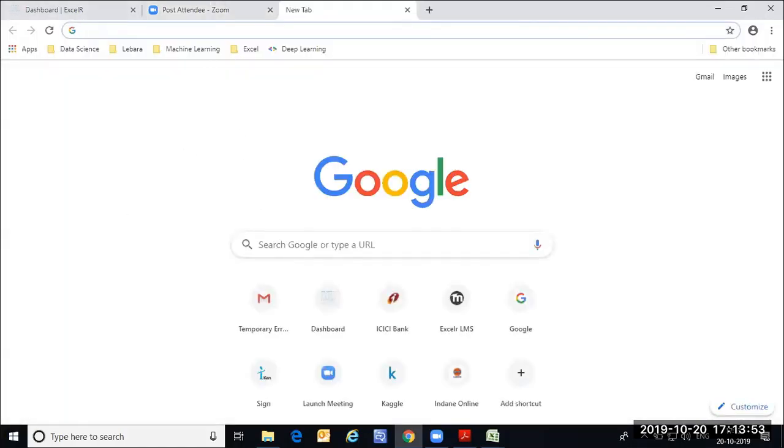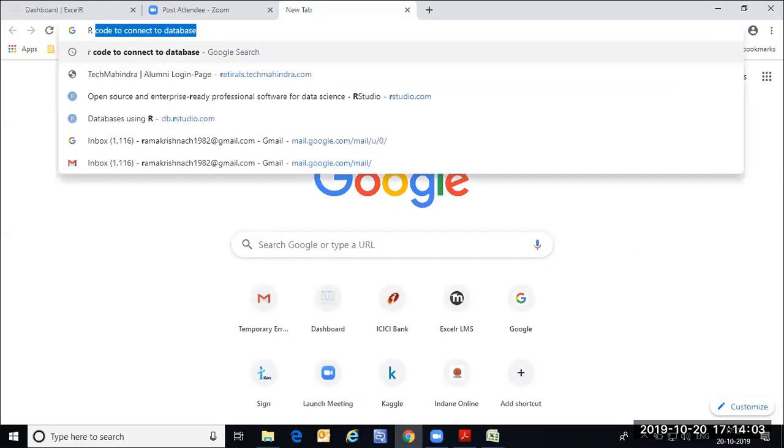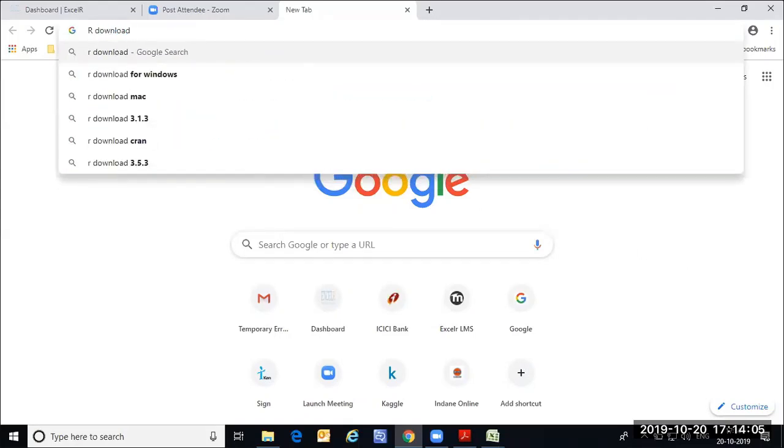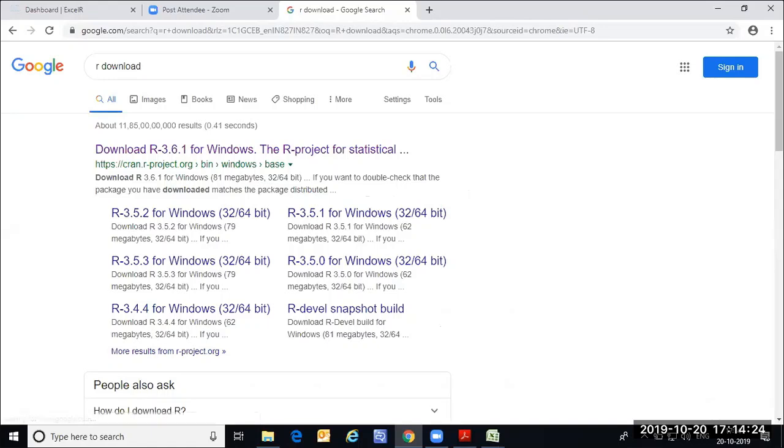Let's first see how to install R and RStudio. Just go to Google and say R download. Let's take the first link.